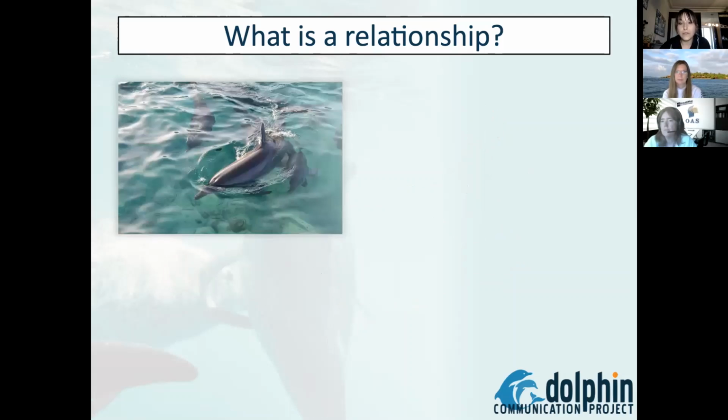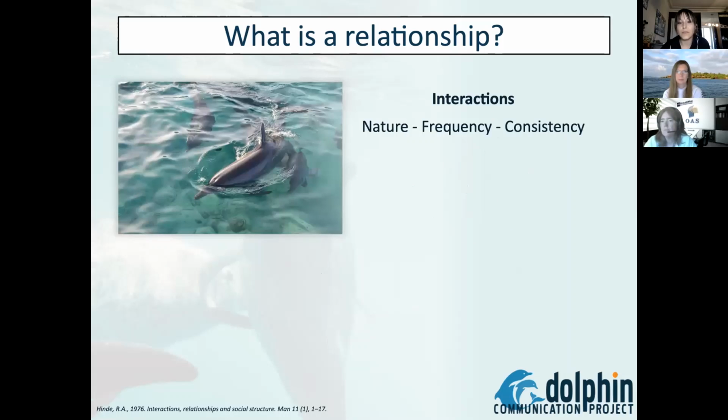So basically, interactions are the basis. Depending on the nature, the frequency, and the consistency of this interaction, you will have a relationship. And taking all the relationships together, you will get to the social structure of the group.